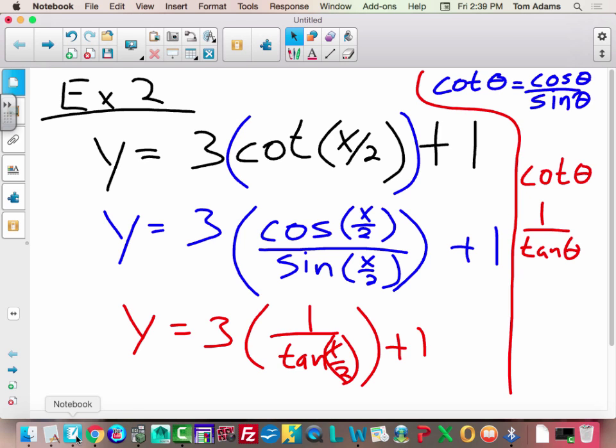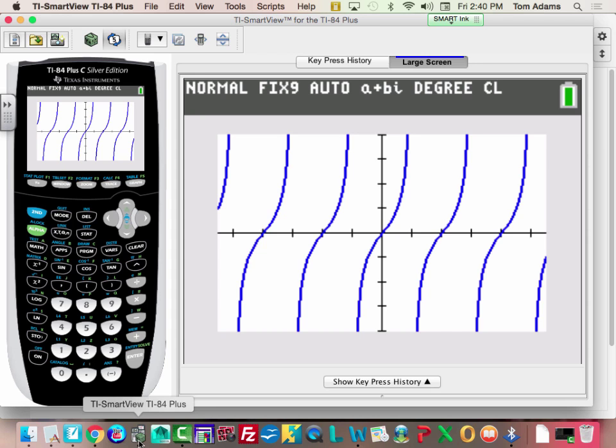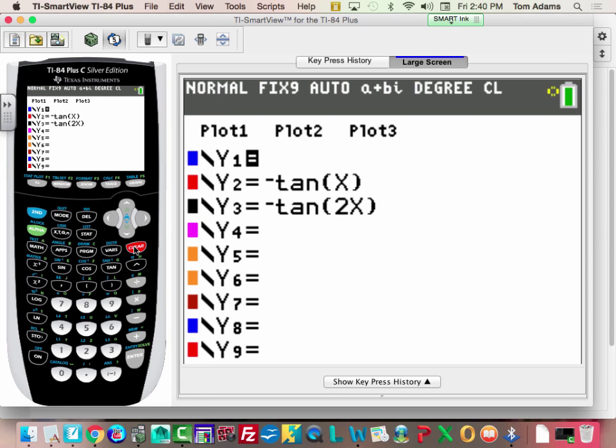So the transformations are basically pretty much the same. Stuff inside the parentheses can shift left or right, or if you multiply inside parentheses, it can horizontally shrink. The A term, the amplitude in the front, will vertically stretch or shrink. And then plus a constant is always going to shift it up or down depending on whether it's positive or negative. So we just want to see what the graph looks like. I'm going to do the first one, and as I do it, I want you guys to do it on your calculators as well. So we're going to say 1 divided by tangent of x divided by 2 plus 1. Does that look right there?